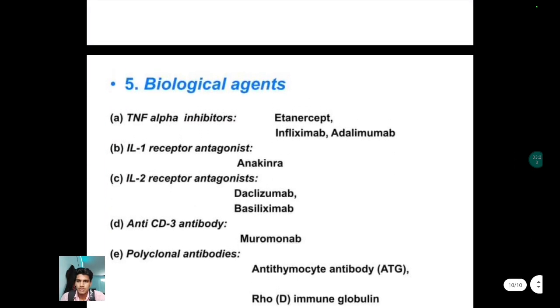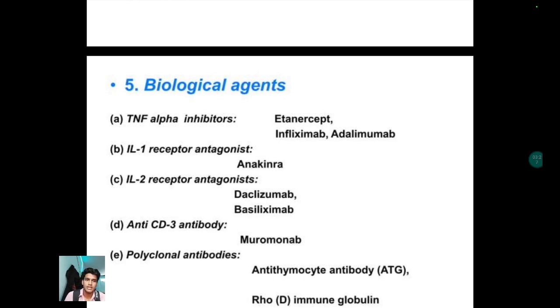Fifth and last type of immunosuppressant drug is biological agents. They are classified as TNF-alpha inhibitors, IL-1 receptor antagonists, IL-2 receptor antagonists, anti-CD3 antibodies, and polyclonal antibodies.